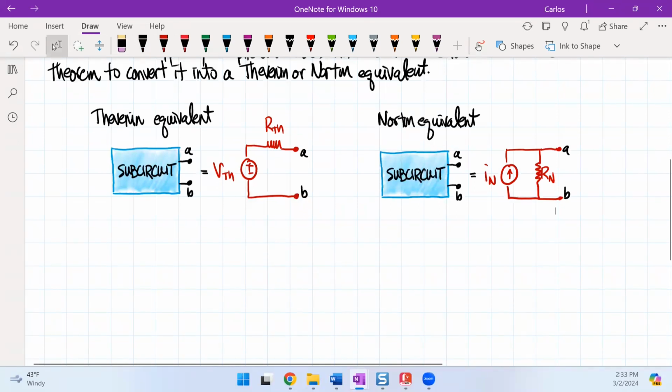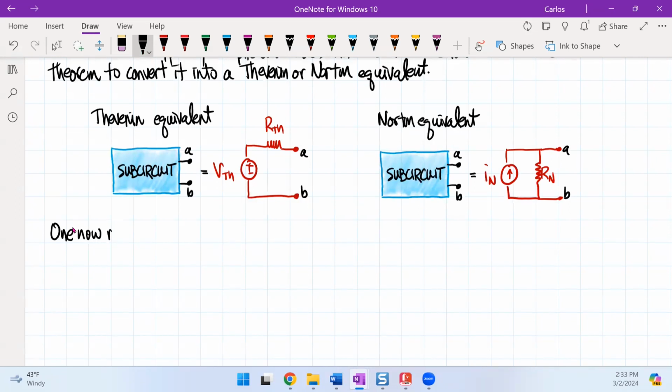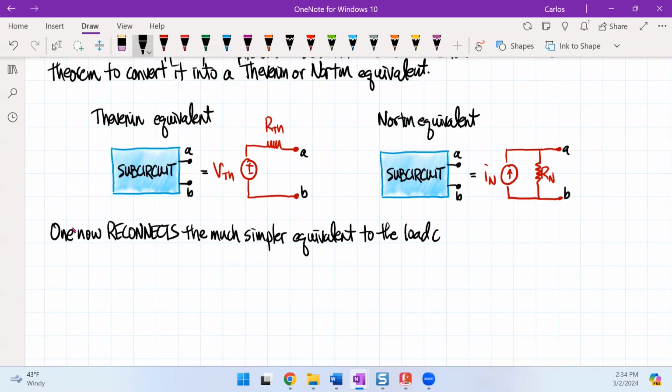So with that in mind, one now reconnects the much simpler equivalent to the load circuit and solves a much easier circuit.